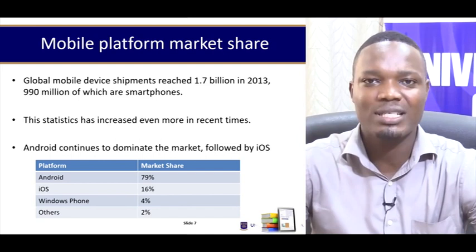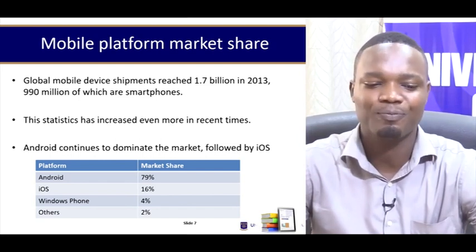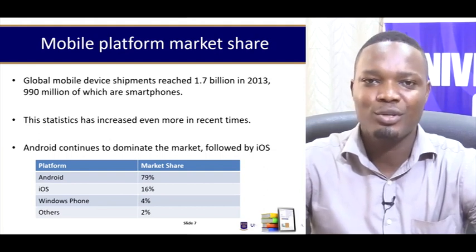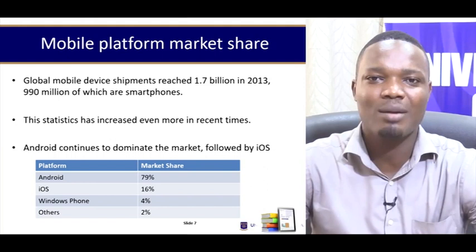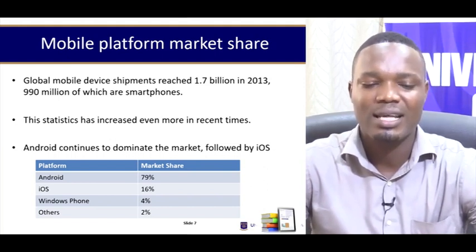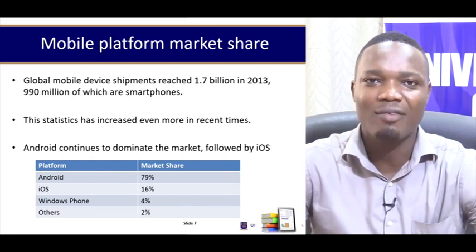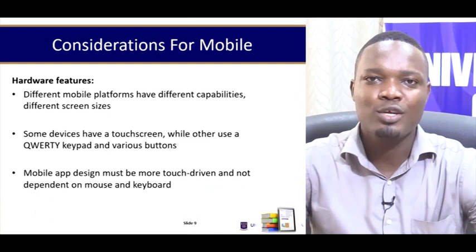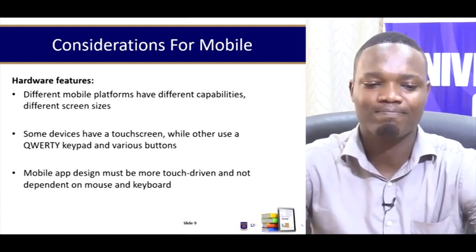Now, this was some research that was performed some years back. Followed closely by that is iOS. Even though the percentage is vast and different, iOS comes second with 16%. Then we have the Windows Phone, which is 4%, and then we have the other phones falling in the 2% category.